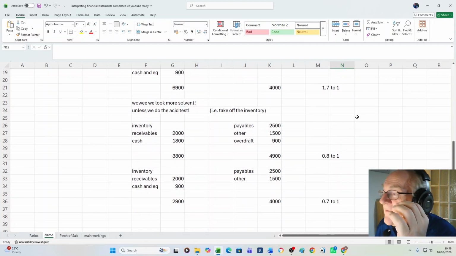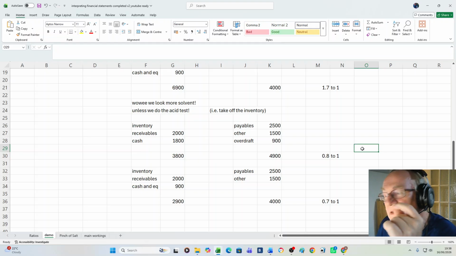That works great for the current ratio, but actually if we do the acid test, suddenly take off the inventory, it looks worse. 0.8 drops to 0.7. So what worked for the current ratio made us look better, but didn't work for the acid test, just to prove what can happen with these ratios when you change them.